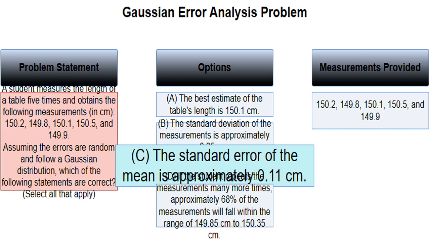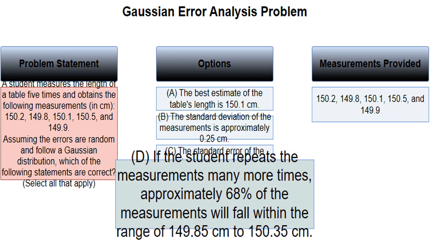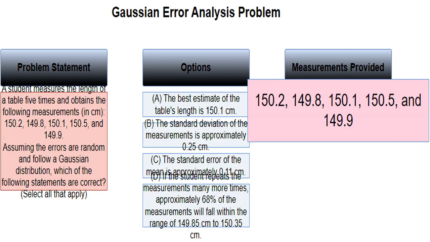Next, consider option C. It estimates the standard error of the mean, SEM, to be around 0.11 centimeters. The standard error tells the precision with which the sample mean estimates the population mean. Now, let's analyze option D. It states that roughly 68% of measurements will fall within a specific range, assuming many repetitions. This relates to the confidence interval linked to one standard deviation in a Gaussian distribution. Now, let's revisit the individual measurements. These are the specific data points that the student obtained for the table's length.